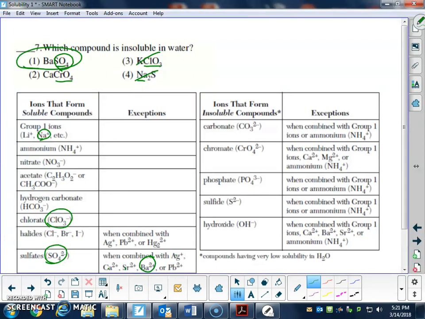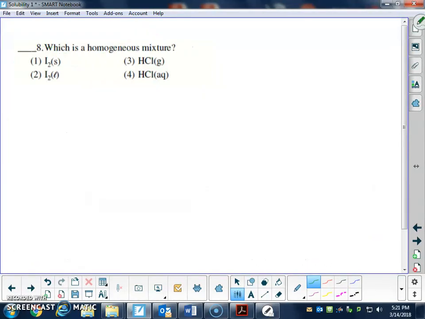Number 2 there says chromates. You're saying, wait, but chromates are insoluble. Chromates are insoluble, but it says except with calcium. If it's with calcium, then it is soluble. So the insoluble one is this one down here, the sulfate, barium sulfate, because barium with the sulfate is going to be an insoluble substance, which is a homogeneous mixture.